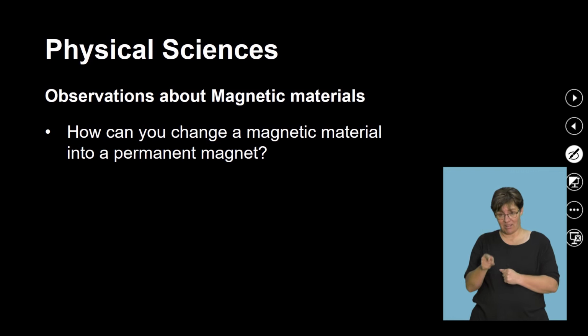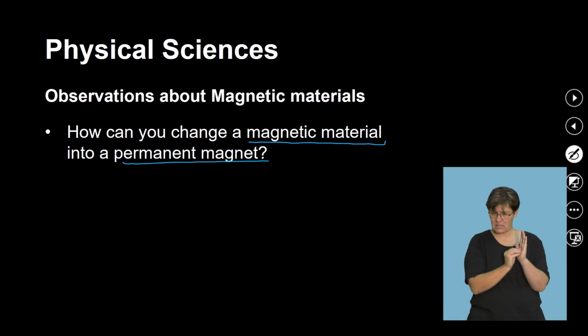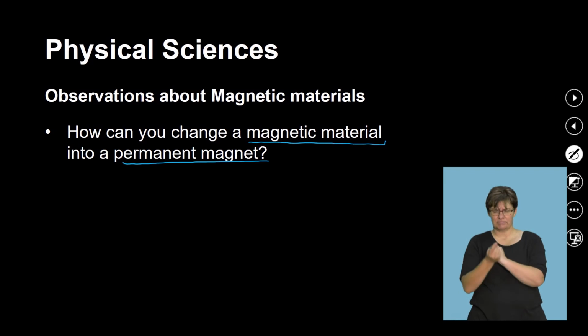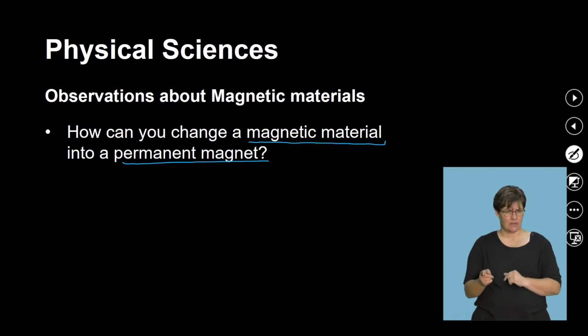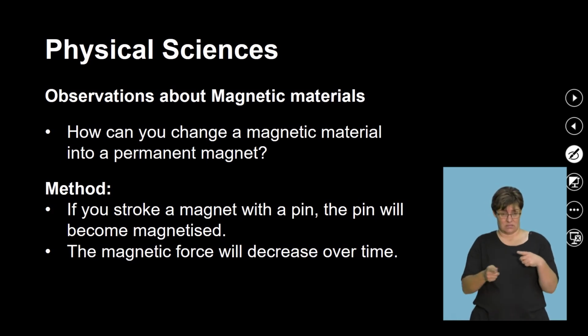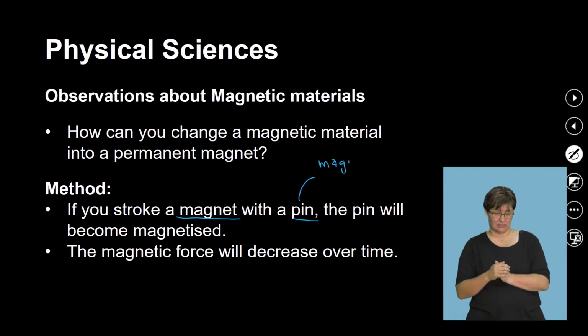First of all, the material must be magnetic. Now, if we want it to be a permanent magnet, we must think about how magnetism arises within a material. Which means for us, the method: you stroke a magnet with a pin. The magnet we're referring to is a permanent magnet, and the pin is a magnetic material.